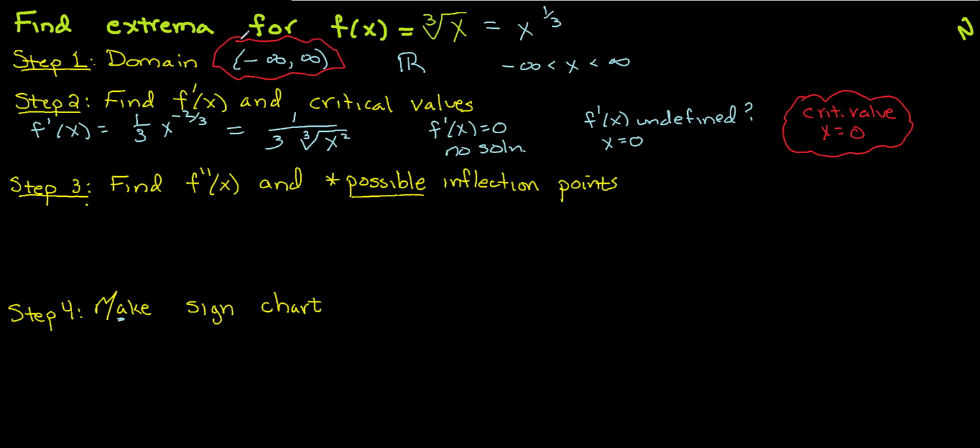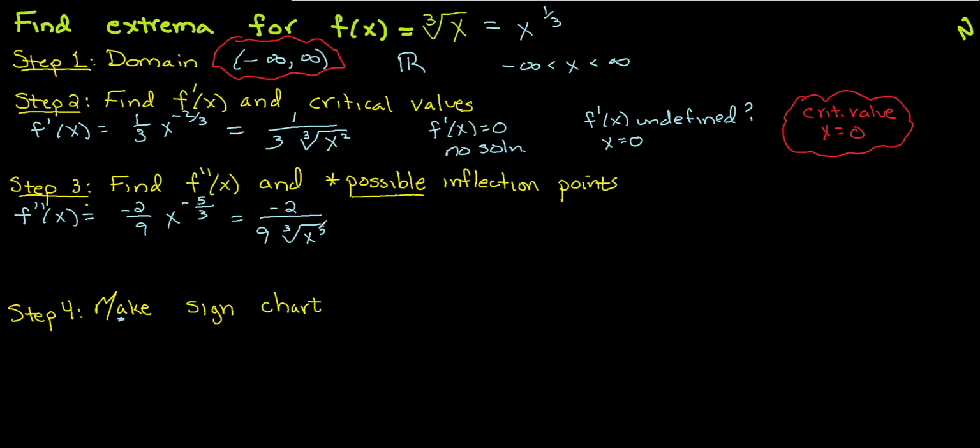So for step 3, we want to find the second derivative. So let's do that. I'm going to be working with my power rule again. So bringing that -2/3 down in front, I've got a -2/9 x to the negative, I'm subtracting 3/3 off the back end there, so that's -5/3. Writing that as a fraction, I've got a -2 up in the numerator, 9 in the denominator, cube root of x to the 5th power.